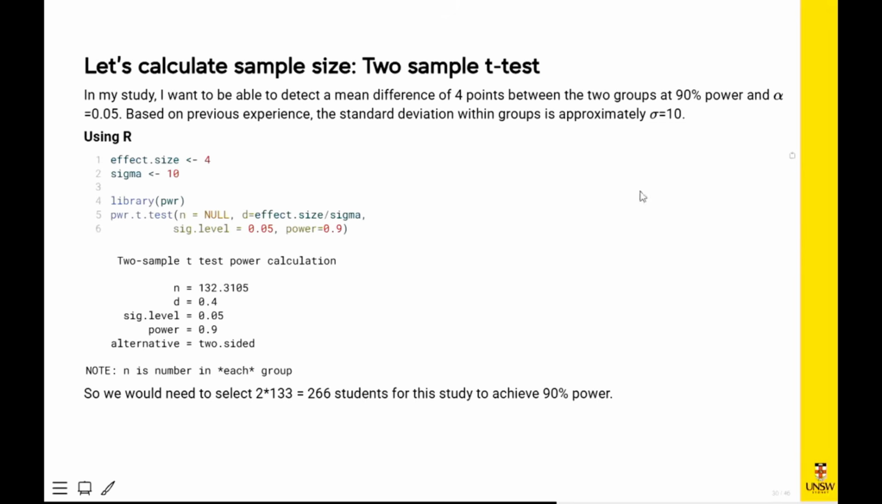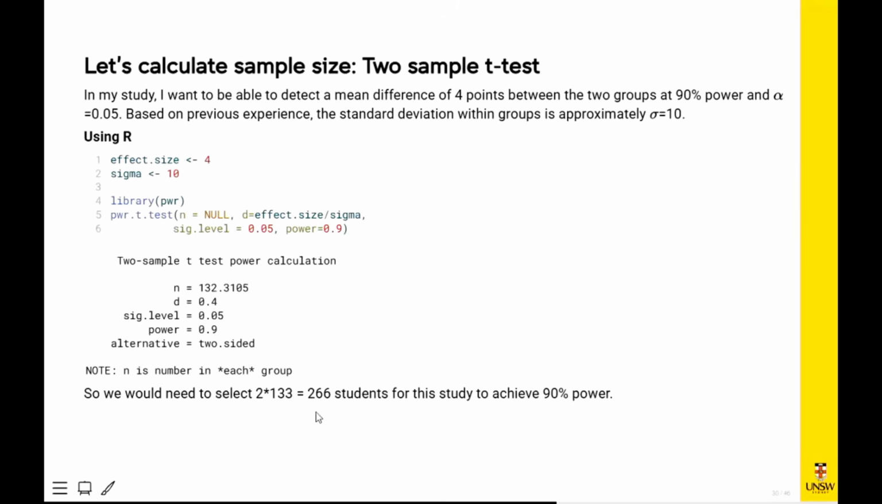And we can use our power library and say, hey, give me power. I am going to be using a t-test to test for a difference at the end of this study between the means of those two groups. And I have my effect size. I am scaling it by the standard deviation. And there's my power level of 0.9 and my significance level of 0.05. How many people do I need? And this one says I'm going to need about 133 people in each group.